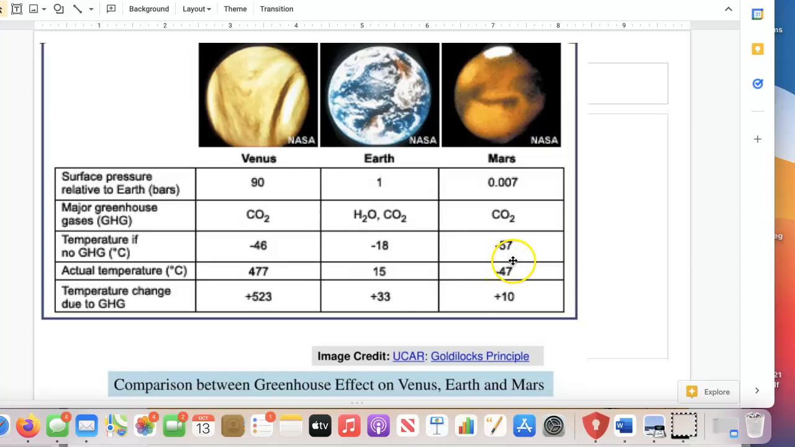And then we can see the greenhouse gases and the temperature if there were no greenhouse gases, and then the actual temperature. So Venus, if there wasn't this carbon dioxide, if this was all nitrogen, not a greenhouse gas, it would actually be very cold, but it's not. It's very warm because it has so much carbon dioxide in it.